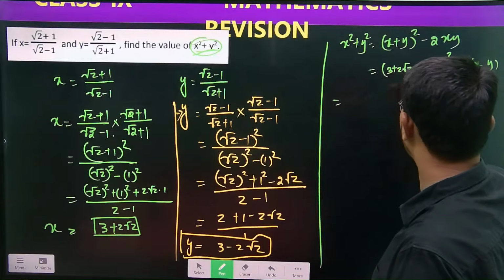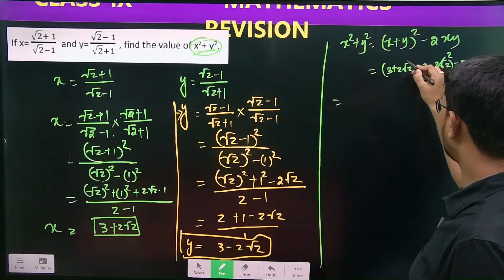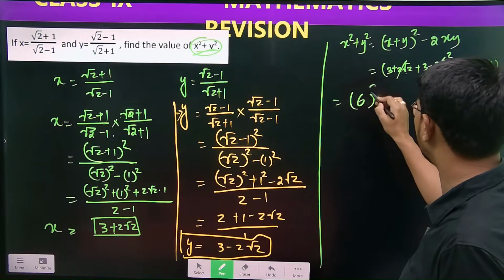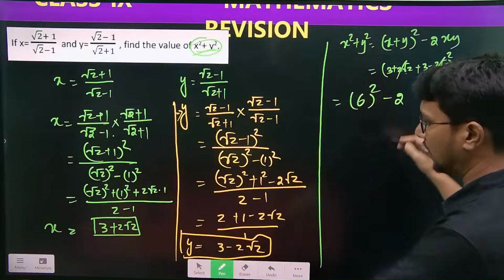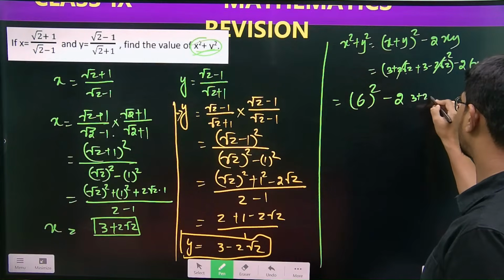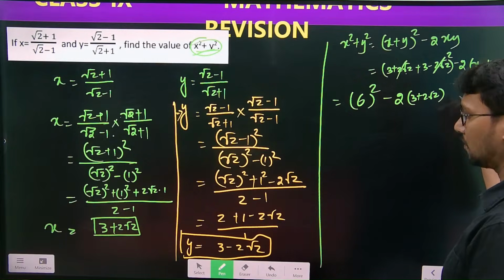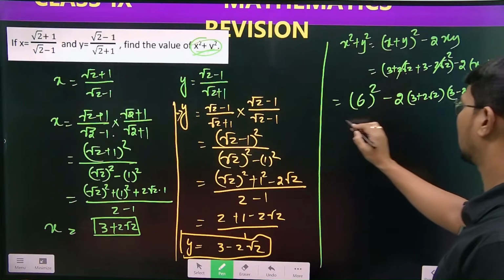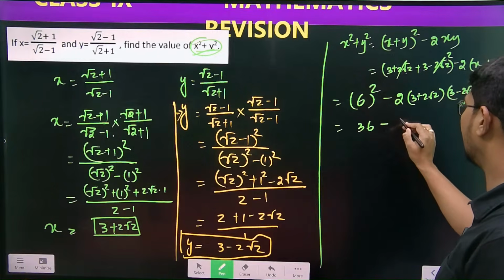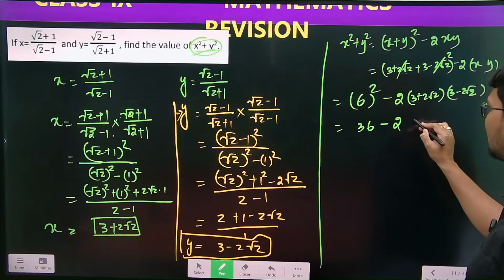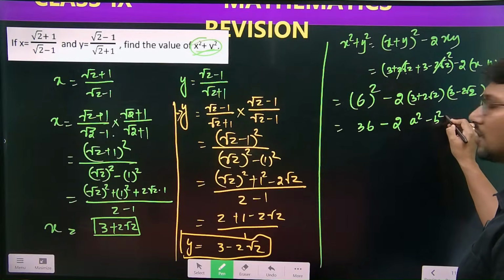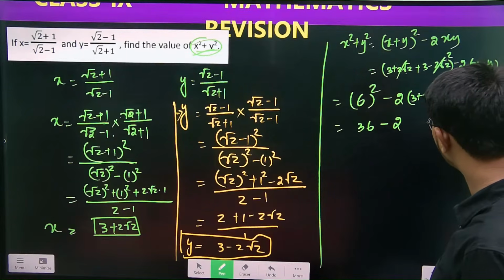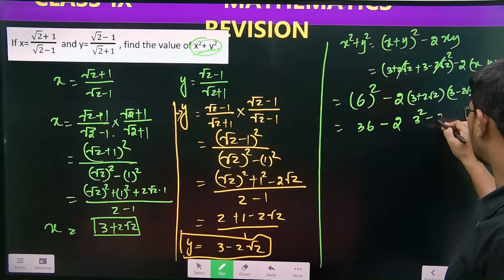So this equals, check: 2 root 2 plus 2 root 2 minus 2 root 2 cancel. 3 plus 3 is 6 square, minus 2 into xy. xy means 3 plus 2 root 2 into 3 minus 2 root 2. So that is 36 minus a plus b into a minus b, which is a square minus b square. But here a is 3, so 3 square minus 2 root 2 square.